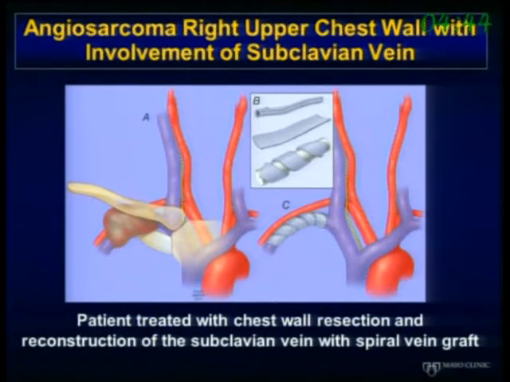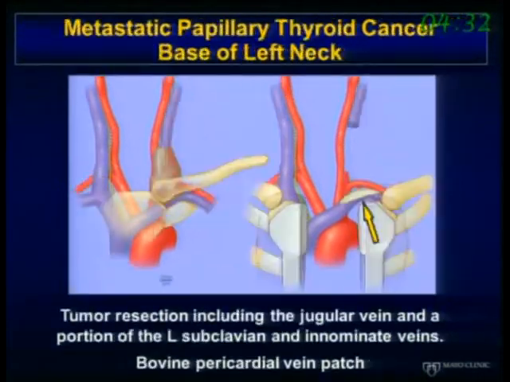This patient had a right upper chest wall malignancy involving the subclavian vein. We were able to free the artery away from the vein, though you always have to be prepared in these situations to replace artery as well. And this patient was reconstructed with a spiral vein graft. This is a patient with metastatic papillary thyroid carcinoma in an irradiated field, involving the base of the neck. The jugular vein was nearly occluded, so it was resected. A portion of the subclavian and proximal left innominate veins required resection, and that venotomy was closed with a bovine pericardial patch.